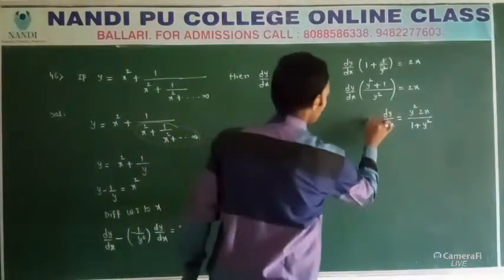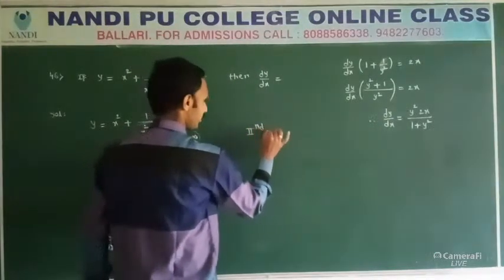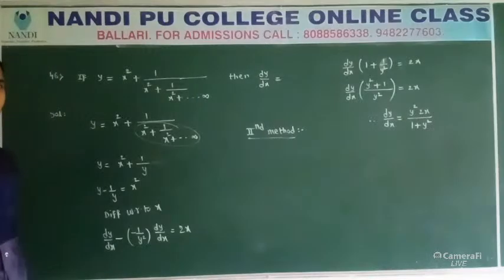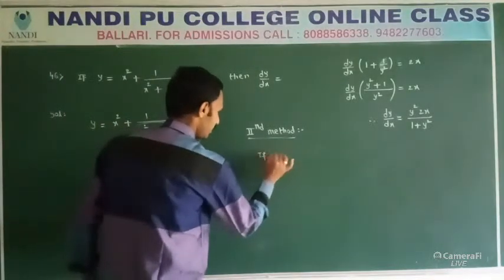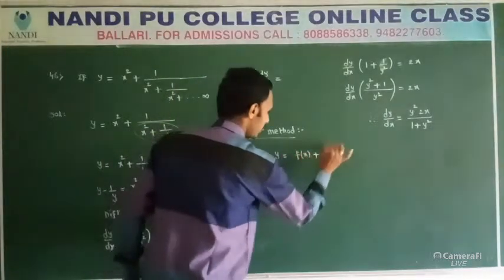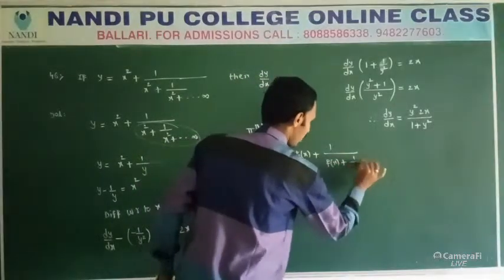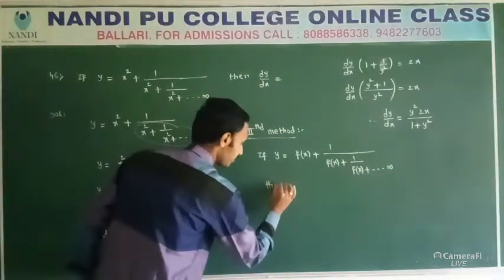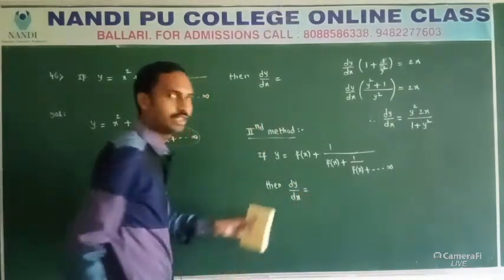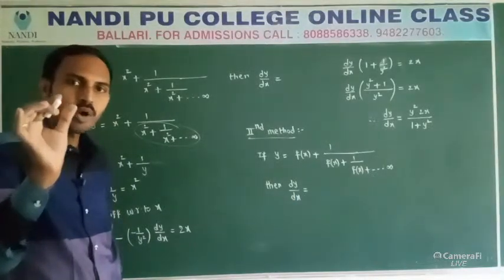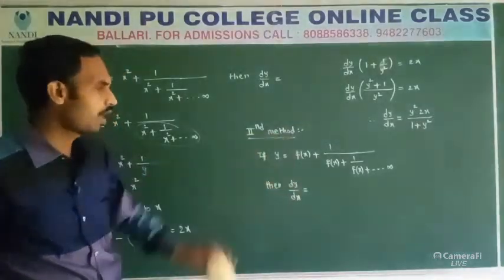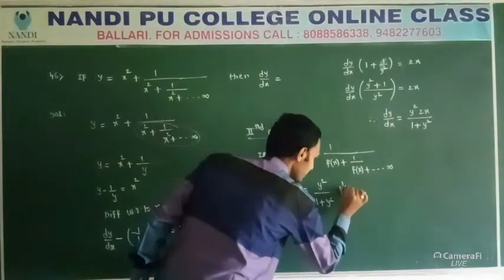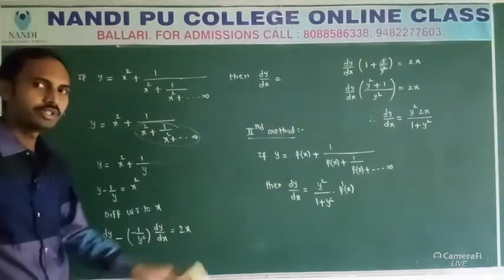Okay. Second method I am doing. Second method is, if y is equal to f of x plus 1 by f of x plus 1 by f of x and so on to infinity, then the dy by dx formula, which I gave in the synopsis also: if y is equal to f of x plus 1 by f of x plus 1 by f of x and so on, the formula is y square by 1 plus y square into f dash x.